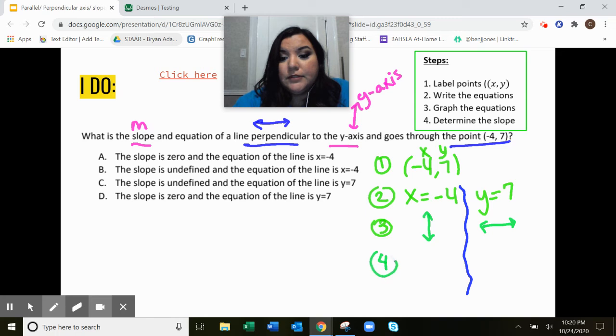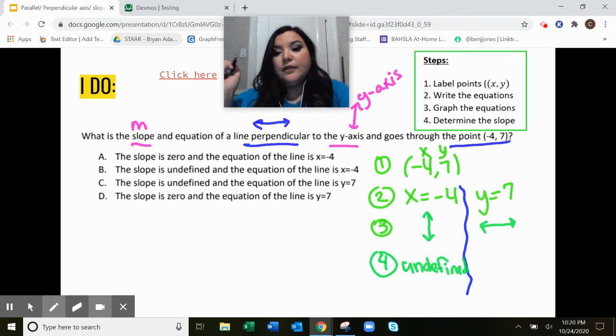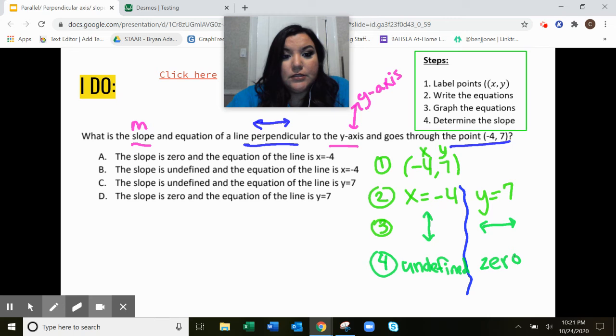The last step is to then determine the type of slope each of those lines have. So we addressed previously that if the line is up and down, it has an undefined slope. So we're going to label undefined. And if it goes left to right, it has a slope of 0. All right, so we went through our steps. Now we can finally answer our question. So what is the slope of the line perpendicular to the y-axis?